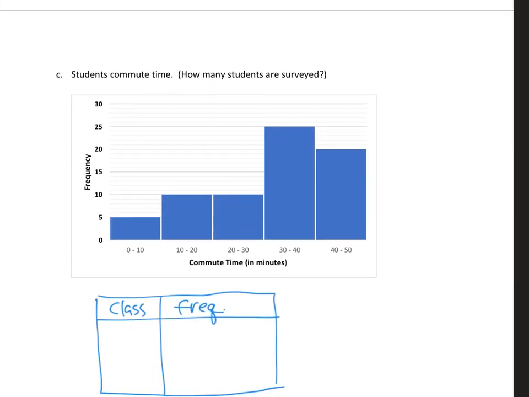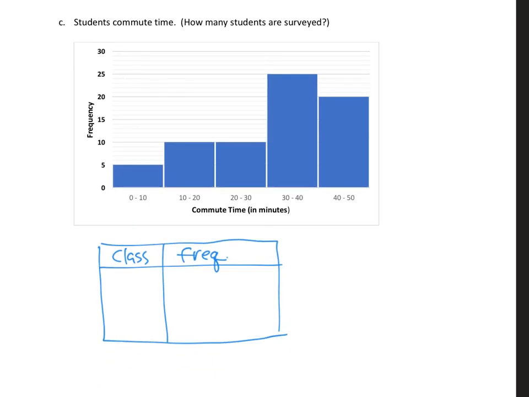However, this one, my bar has 0 to 10, so which number are we supposed to pick? For convenience, the most fair number to put in instead of 0 to 10 is just one number, 5. Why 5? Because it's the midpoint. What's the midpoint? It's the number right in the middle of 0 and 10, which is basically the average of 0 and 10. So that's going to be 5. The next class is 10 to 20, so the midpoint is 10 plus 20 divided by 2. That'll be 15. And then 25, and then 35, and then 45.